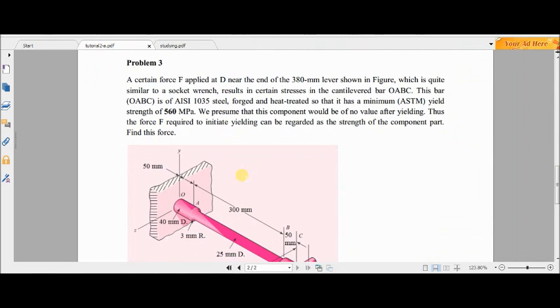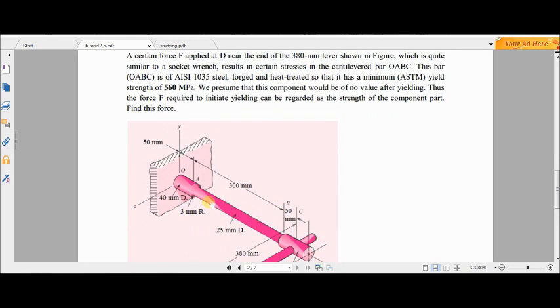This problem. Okay, as you can see, we have a certain force F applied at D near the end of a 380 millimeter lever shown in the figure, which is quite similar to a socket wrench, right? It results in certain stresses in the cantilevered bar OABC.